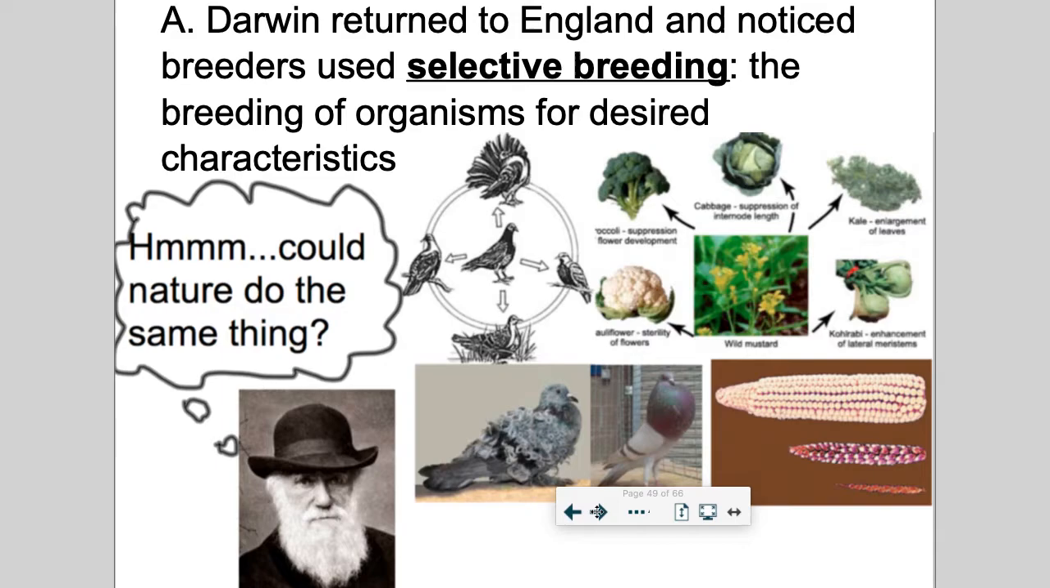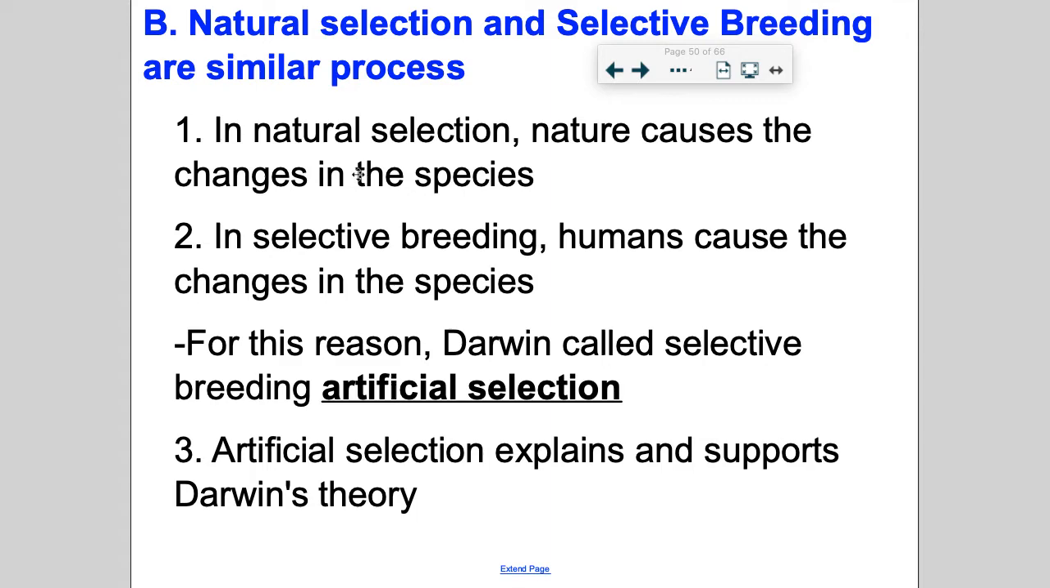So natural selection means nature causes the changes in species. In selective breeding, humans cause the changes in species. And when humans continue to do selective breeding, it turns into artificial selection. So selective breeding can turn into artificial selection. And with artificial selection, it kind of explains and supports Darwin's theory of evolution, because we can do it and nature can do it too.